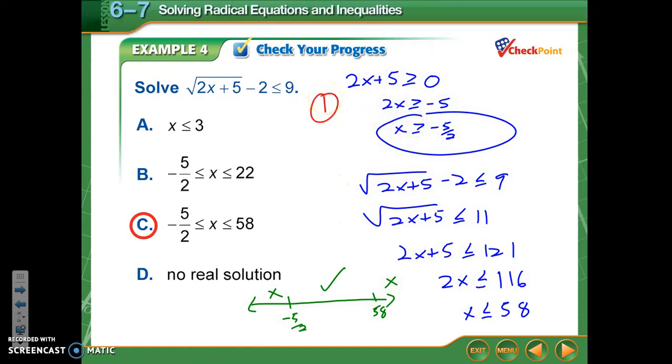The first part, since this is an even index root, is restricting our domain. So I know x has to be greater than or equal to -5/2 so that I don't get a negative number under a square root. Then the second part is just solving it algebraically, so I get x is less than or equal to 58. So that means that x has to be less than or equal to 58, but greater than or equal to -5/2. Then if I were to check a number in each section, you would find out that below -5/2 would not work. Between -5/2 and 58 is true, and above 58 would also not work.